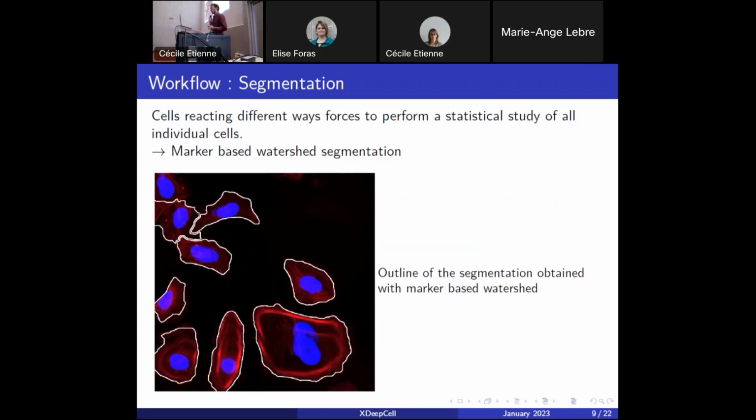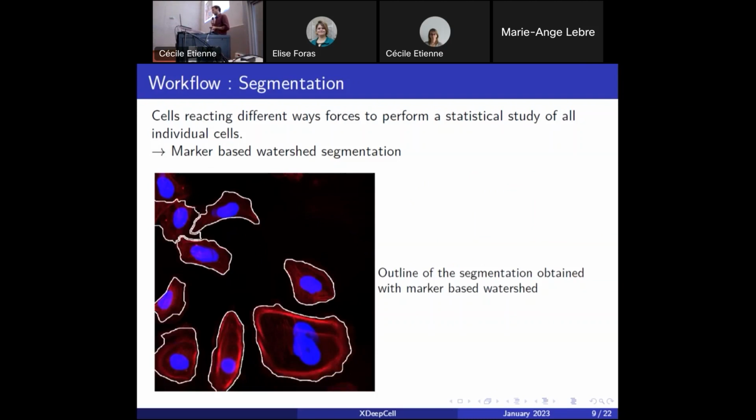So first, the segmentation. Why do we have to segment the images and work on individual cells? It is because of what I just said earlier. Cells all react a different way. So we are forced to perform a statistical study of the whole population of individual cells.